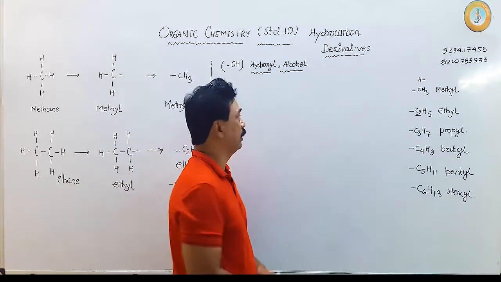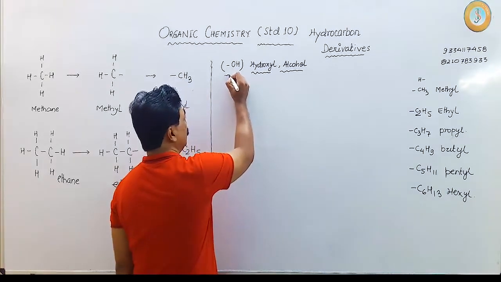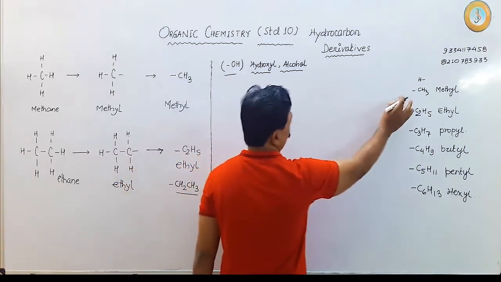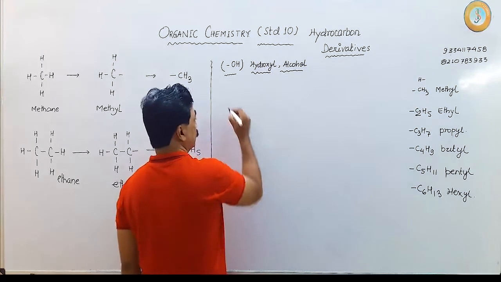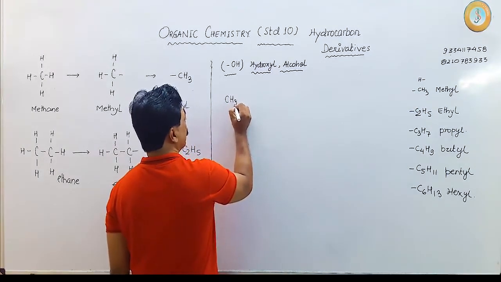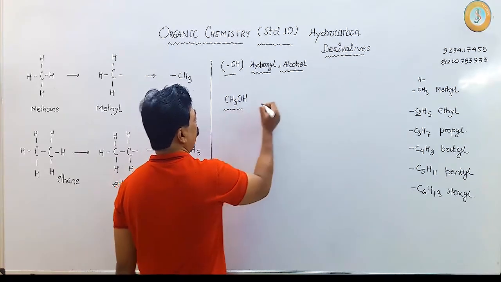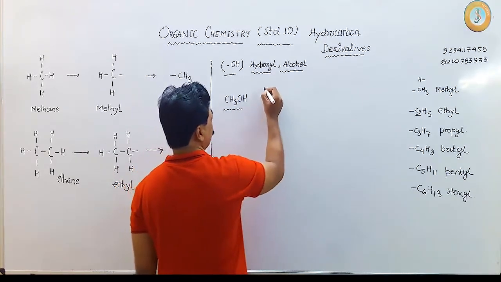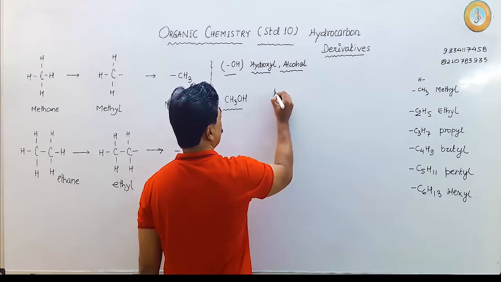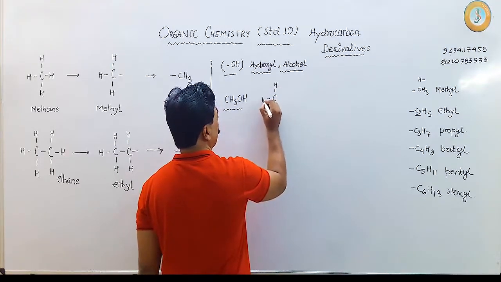So first hint is that in this attachment, the attachment will start from here, not from here. So the first one is CH3 and then you attach alcohol. Only the attachment. The structural formula for the first one I will show you.